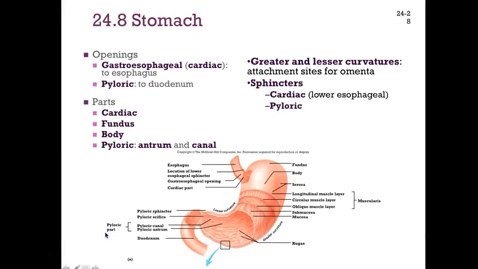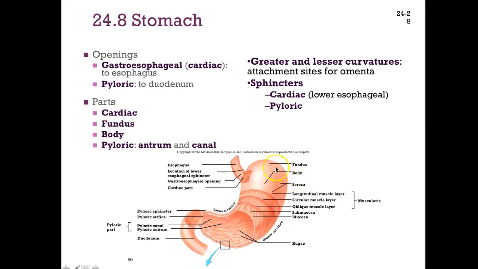So we have two openings within the stomach. One is really going to be the same thing as that lower esophageal sphincter, so this is also called your gastroesophageal sphincter or cardiac sphincter in this region over here. And then the other one is where we're going to have the stomach connect to the duodenum, the first part of the small intestines, and that is called your pyloric sphincter. Pylorus means gatekeeper, so this is our gatekeeper to decide when the food from the stomach is moving into the small intestines.